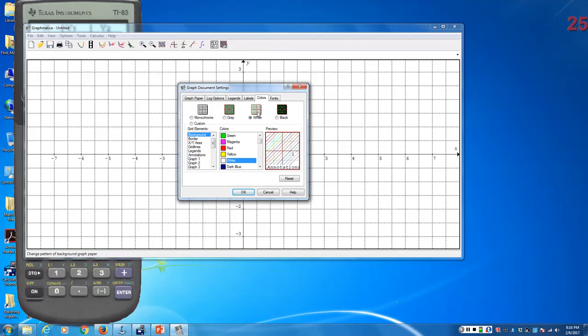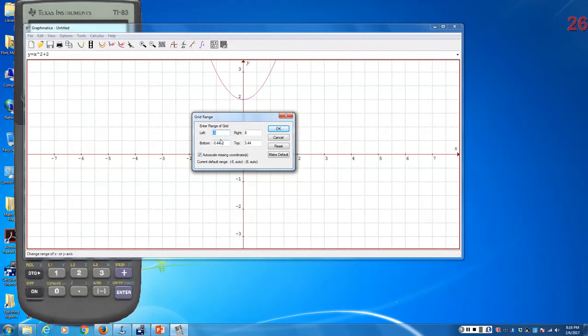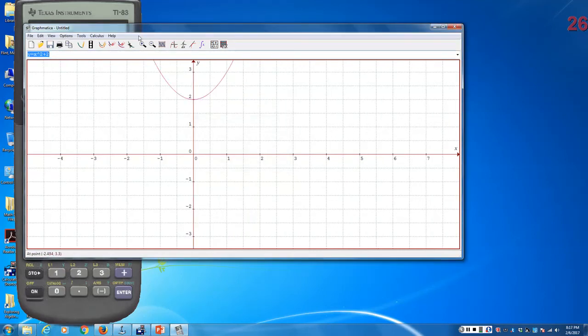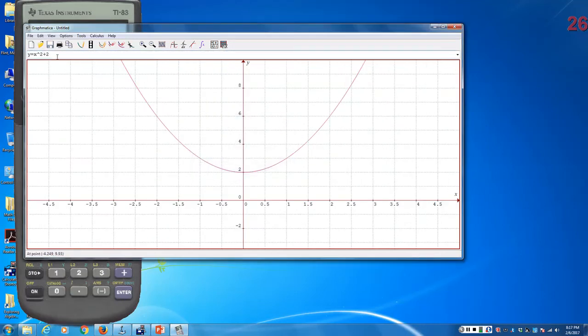You can have one that's a white background with colored lines, which I like because it prints out real well. And then you can graph y equals x squared plus 2. And then you can change your grid range. I'm sorry, that's a view, that's not an option. Change your grid range to whatever you want. You don't have to go from -8 to 8. You can go from -5 to 8. So you can change all of those any way you want until you get your graph the way you want it. Let's go up to 10. So there's your graph. And then if you want to add the secant line, y equals x plus 4, and it'll draw the secant line for you.